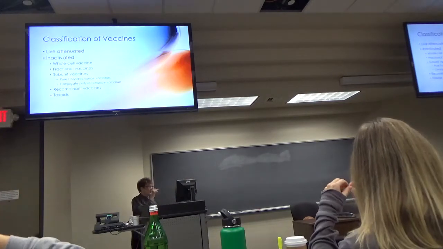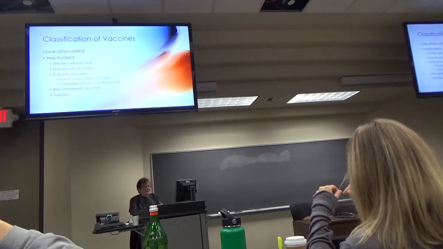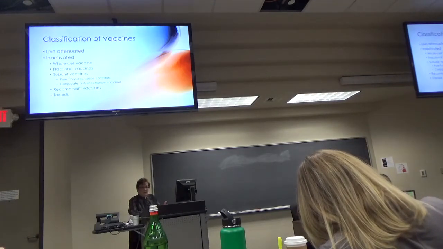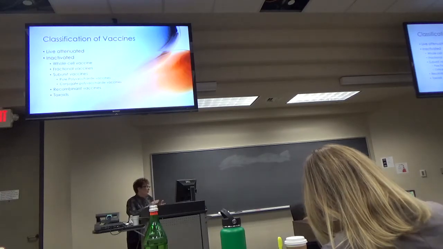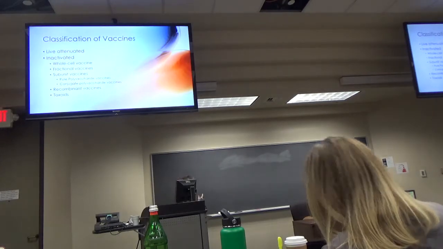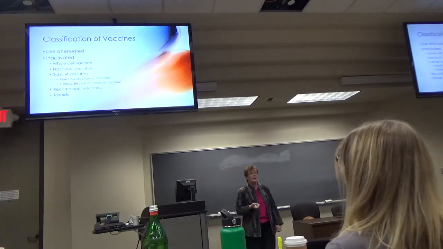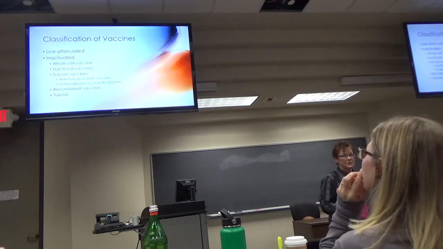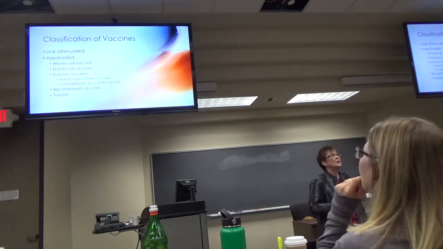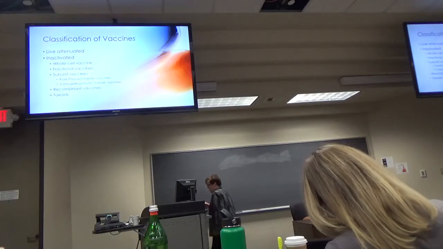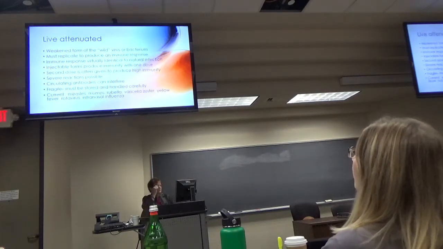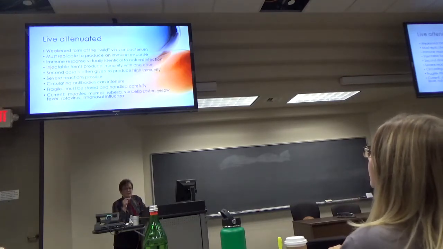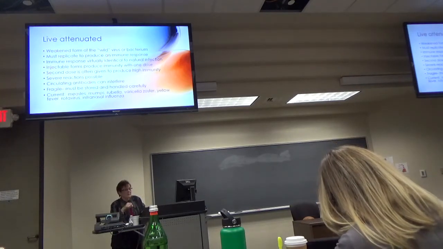They can still evoke a very strong response. Then there's inactivated. Most of our vaccines are going to be inactivated. There are whole cell vaccines, there are fractional vaccines, which just take a part of it, there are subunit vaccines, saccharide, conjugated polysaccharide, recombinant vaccines, and toxoids. So there are lots of different types. We're going to walk through each of those today. The live attenuated are the weakened form of the virus. These are ones you cannot give to immunocompromised folks, and we don't give them to pregnant women.